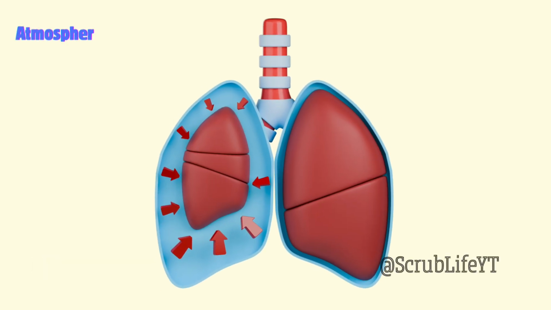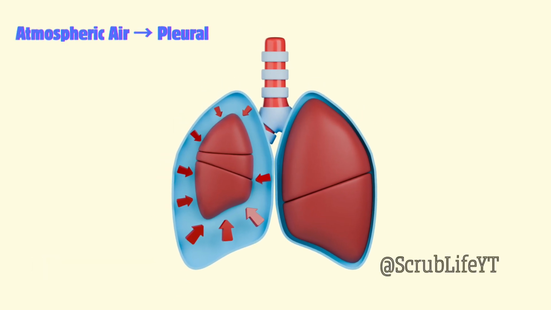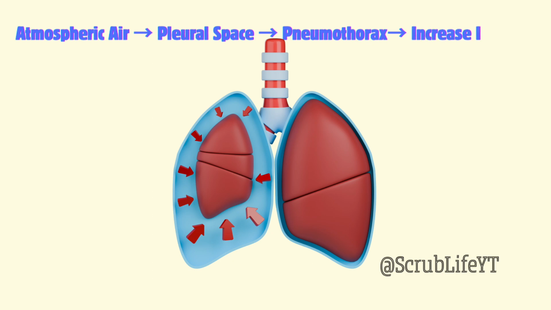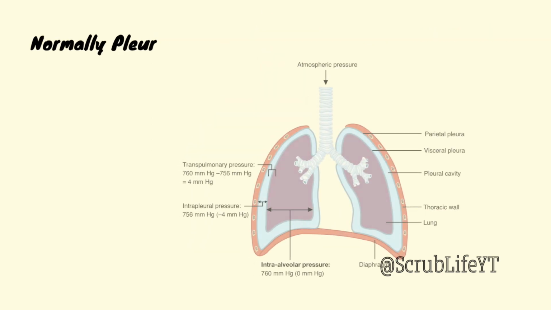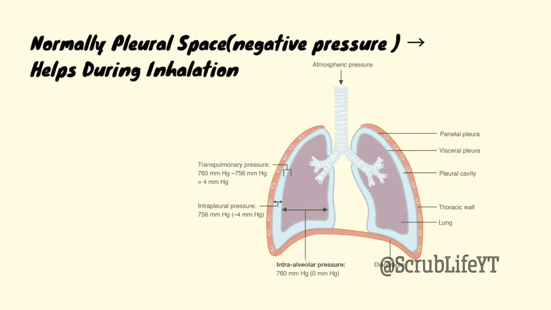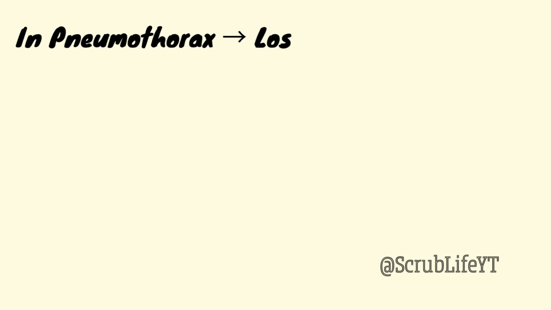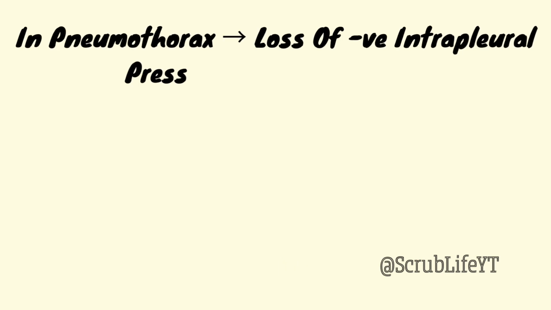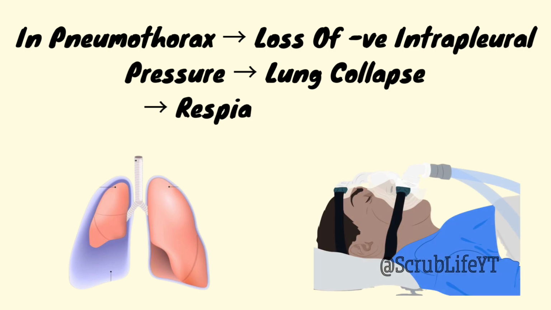In pneumothorax, positive pressure atmospheric air accumulates in the pleural space, which leads to increased intrathoracic pressure and reduced vital capacity. Normally, the pleural space has negative pressure, which helps the lungs during inhalation to inflate easily and prevents the lungs from collapsing. But in pneumothorax, this loss of negative intrapleural pressure leads to lung collapse, resulting in respiratory distress.